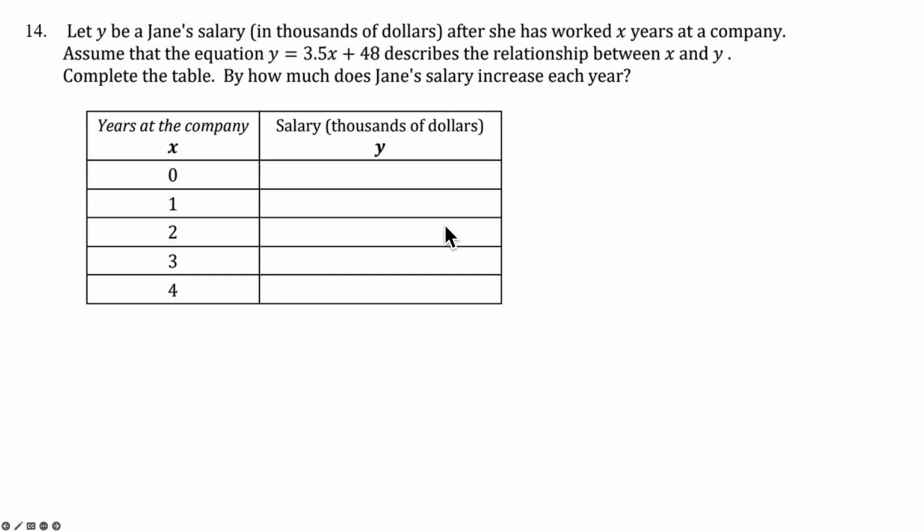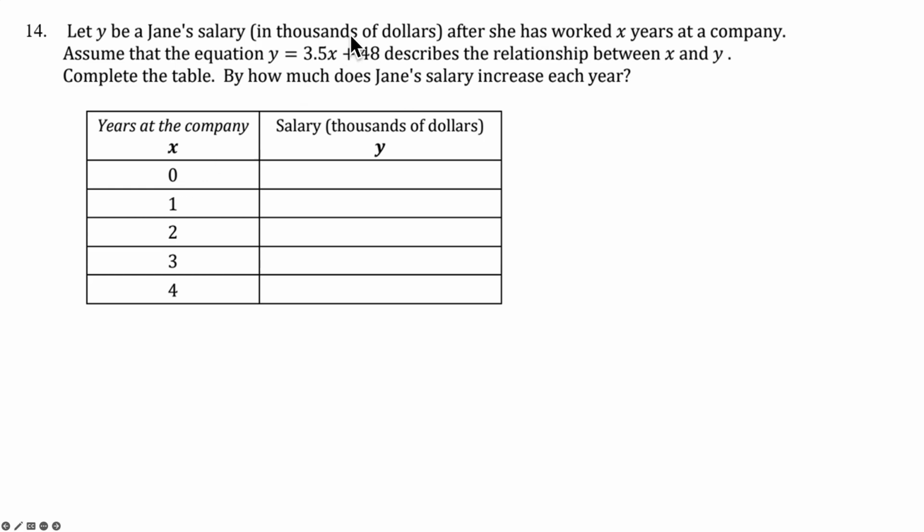14. Let y be Jane's salary in thousands of dollars after she has worked x years at a company. Assume that the equation y equals 3.5x plus 48 describes the relationship between x and y. Complete the table below. By how much does Jane's salary increase each year?